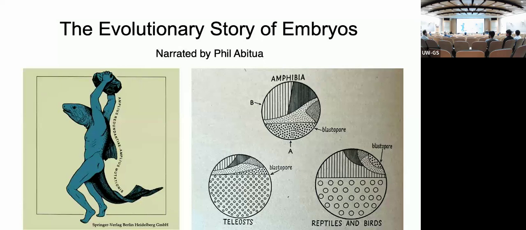All right. Hello, everyone. I'm Phil Abitua. I'm going to try something a little different today. Normally, I would give a research talk, but I was given the task of giving a talk to a general audience. So I'm going to attempt to explain some of the concepts of developmental biology, some of the questions that a developmental biologist might ask. And I'm going to focus a little bit more on the evolutionary origins of animals.